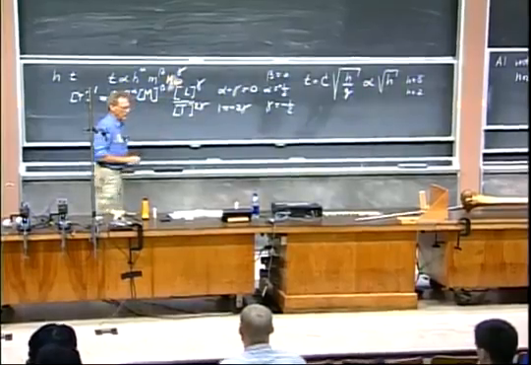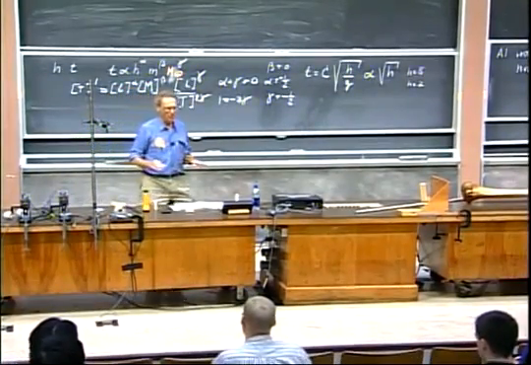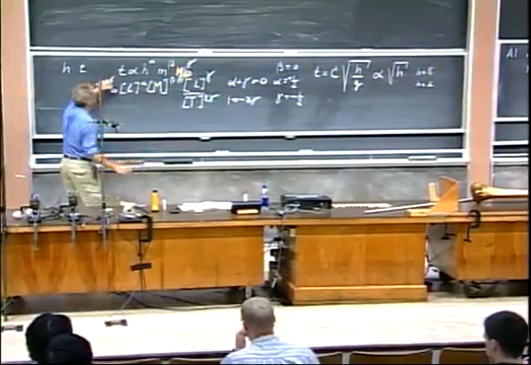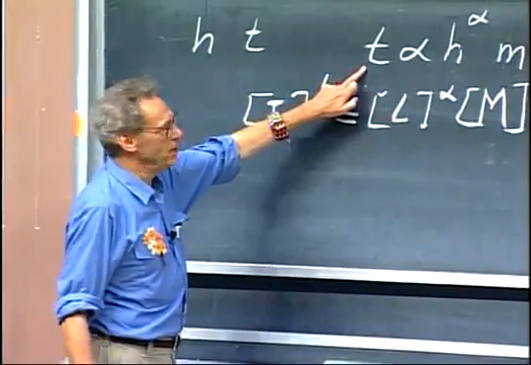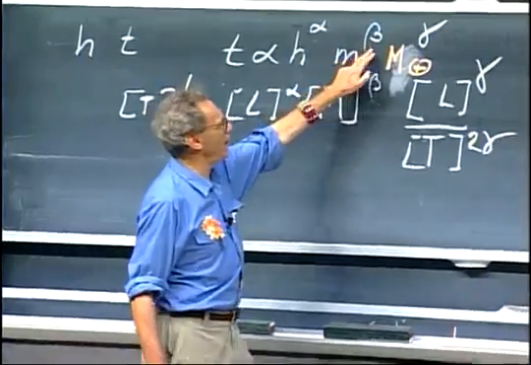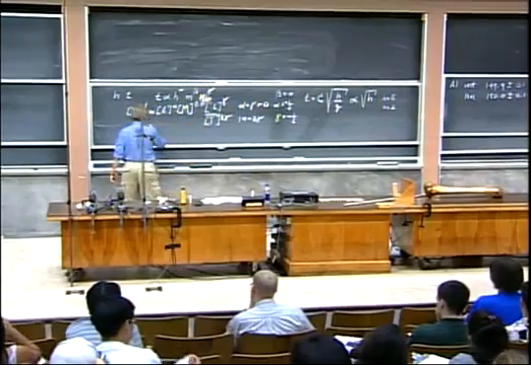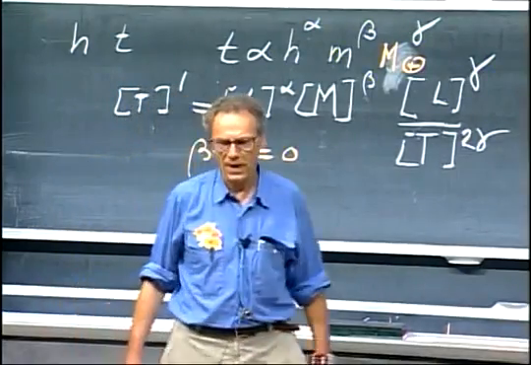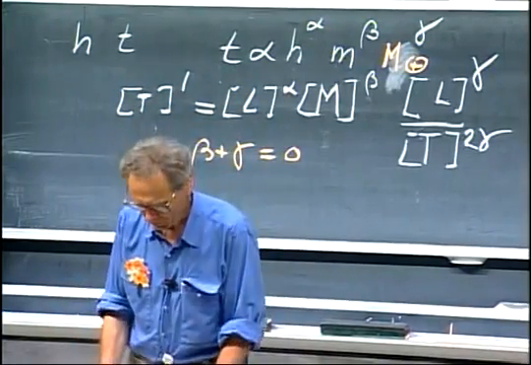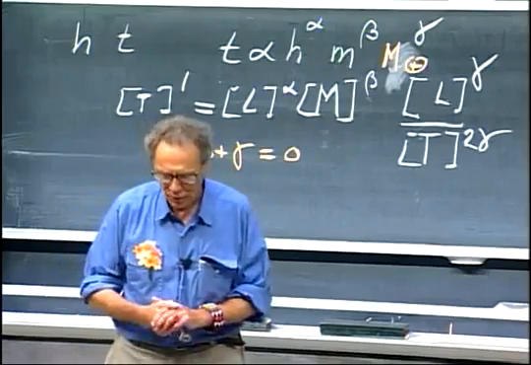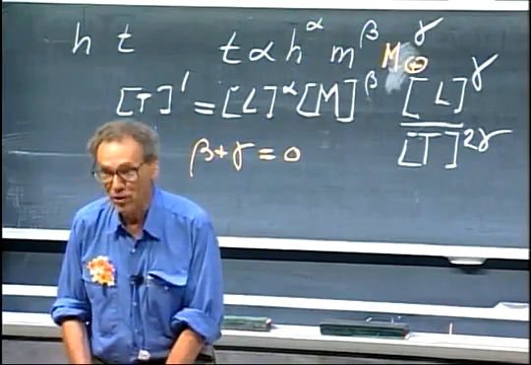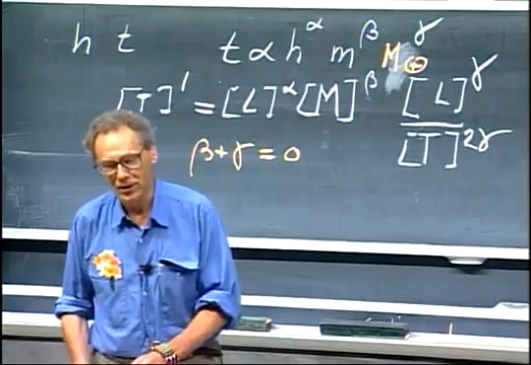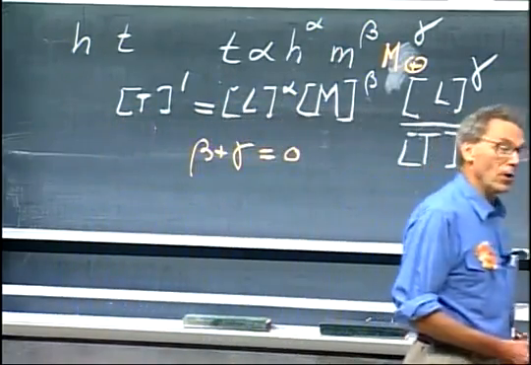And I start my dimensional analysis, and I end up dead in the water. Because you see, there is no mass here. There is a mass to the power beta here and one to the power gamma. So what you would have found is beta plus gamma equals 0, and that would be end of story. Now you can ask yourself the question, well, is there something wrong with the analysis that we did? Is ours perhaps better than this one? Well, it's a different one.